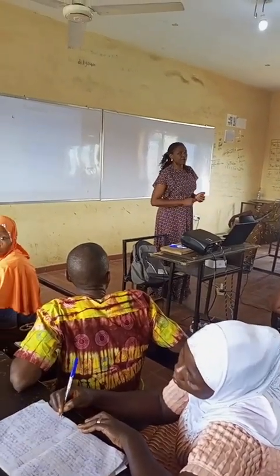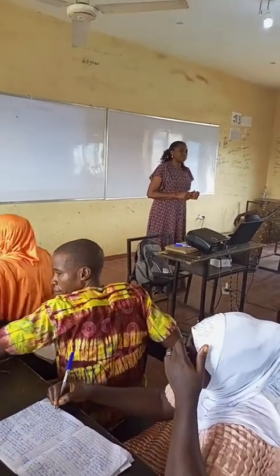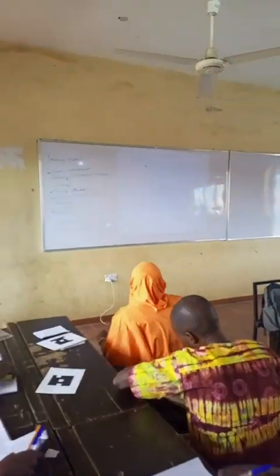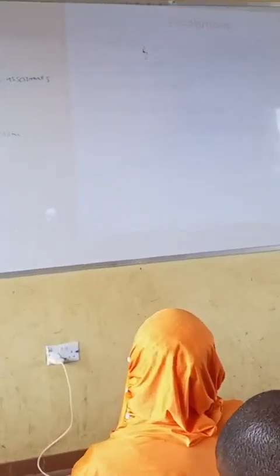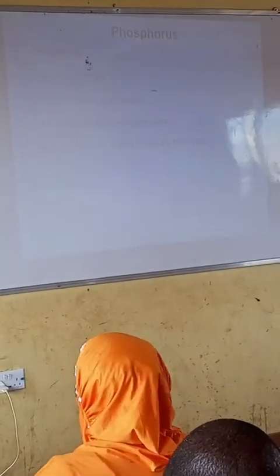Now, the next macronutrient is phosphorus. It helps root growth, protects plants from diseases, lets plants make flowers and seeds, and encourages cell division to help the plants grow.